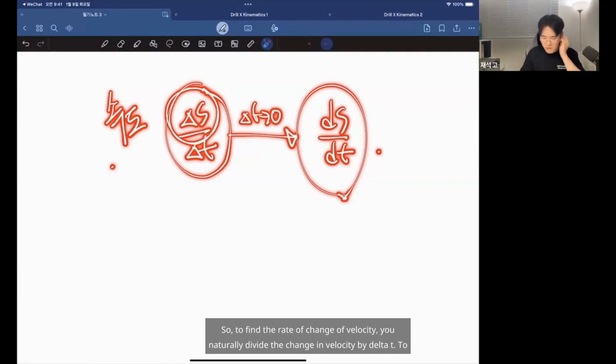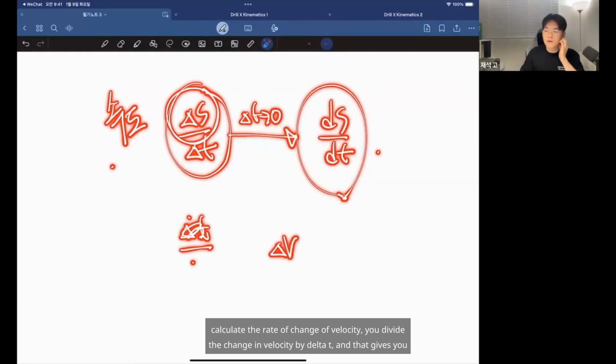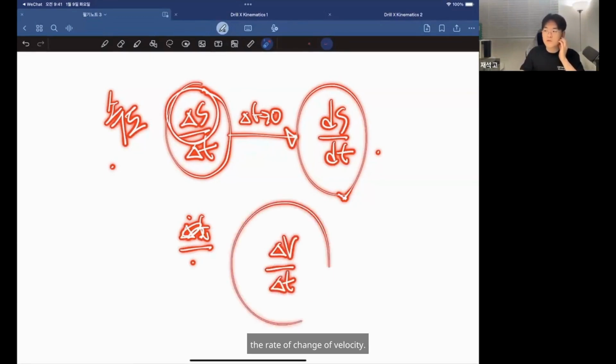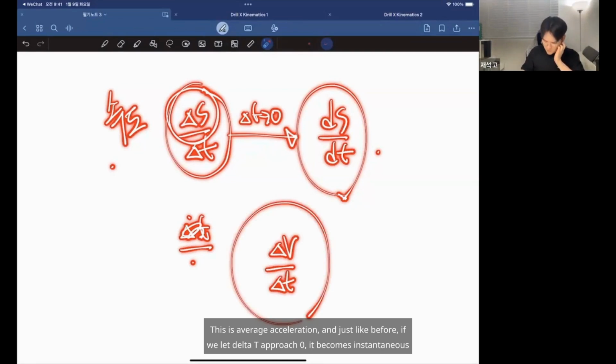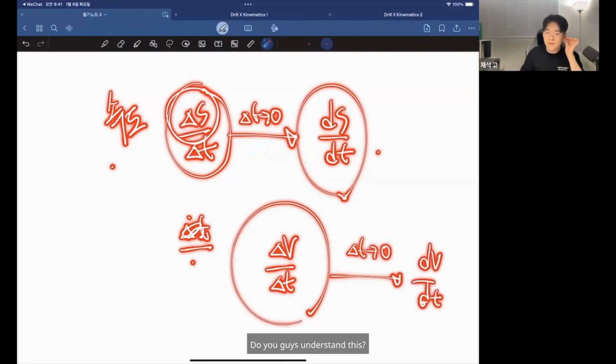So, to find the rate of change of velocity, you naturally divide the change in velocity by delta t, and that gives you the rate of change of velocity. This is average acceleration, and just like before, if we let delta t approach 0, it becomes instantaneous acceleration. Got it? Do you guys understand this?